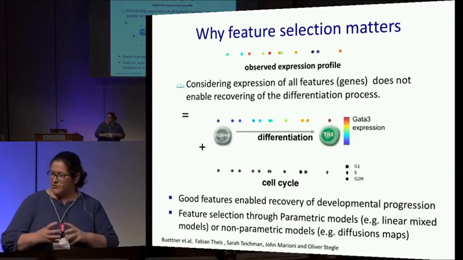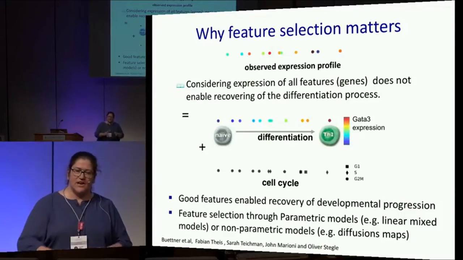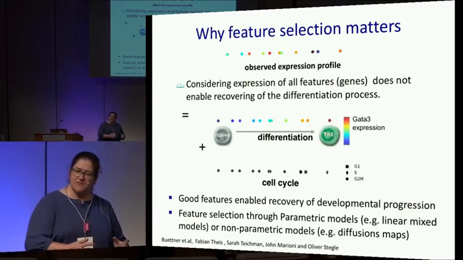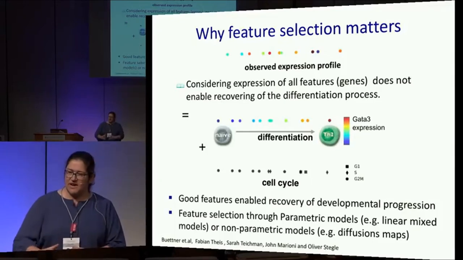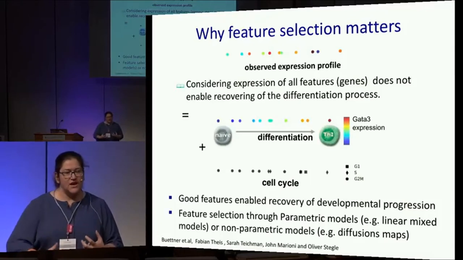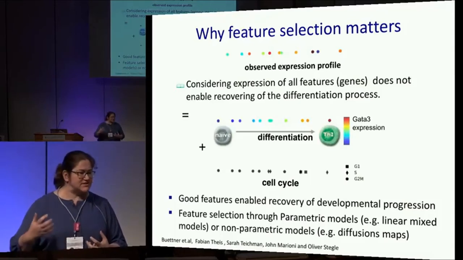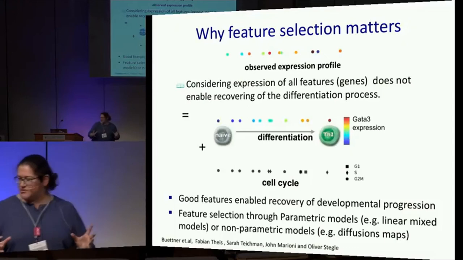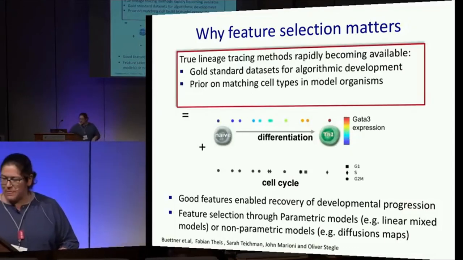The point is that we're actually going to have to decompose and really define features that matter, similarity metrics that matter, and these are going to be dependent on the biological question that we're going to ask. Another group actually might be interested in the cell cycle, but to be able to decompose is the first step.